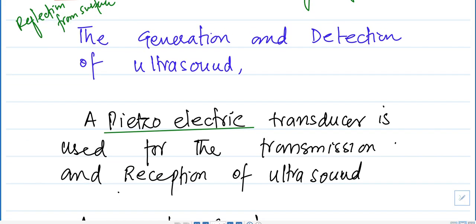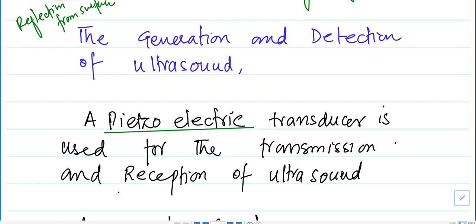Today we will be discussing the generation and detection of ultrasound: how the ultrasound is generated, and how we detect it. Ultrasound is generated by using a piezoelectric transducer. This is the name of that transducer, the piezoelectric transducer.